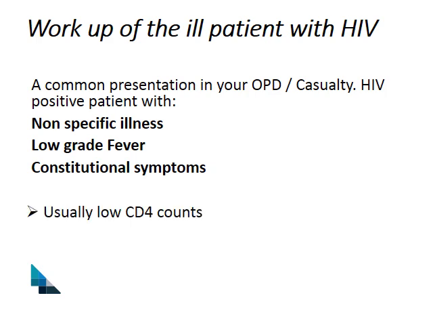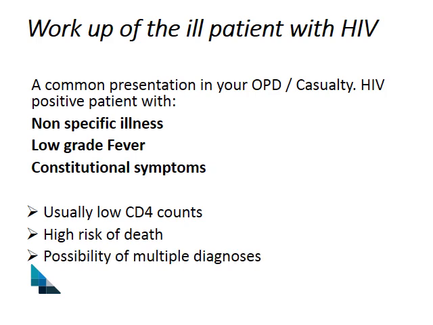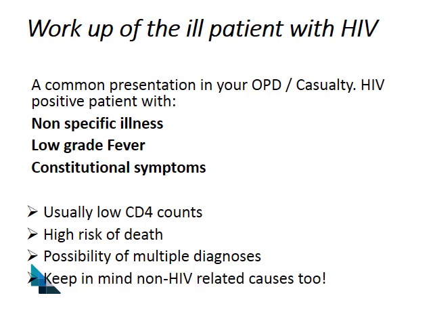When you look a little bit further, you would normally find they've got very low CD4 counts. And these patients are at a high risk of death. So quite often while we're busy doing the investigations to try and find out what's going on, they might die in our hospital. Very important to keep in mind that it's usually multiple diagnoses. And I think the biggest reason why patients quite often demise is because we're chasing one diagnosis and we're treating one diagnosis, and meanwhile there's something else that is also happening. And of course, there's non-HIV related causes too. So the patient might be suffering from something that's got nothing to do with his HIV, but is making the picture even more complicated.